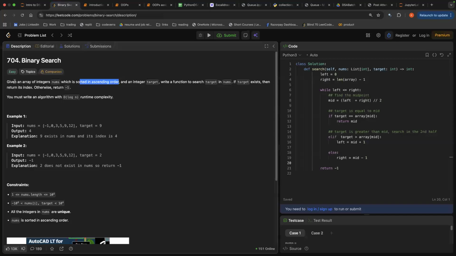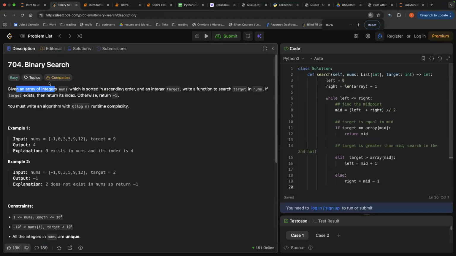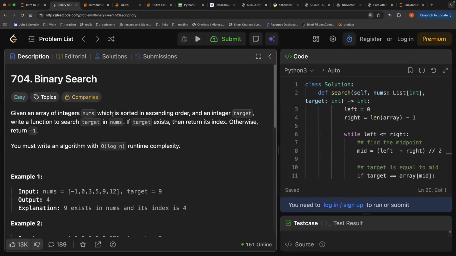Are you able to see the screen? Given an array of integers nums which is sorted in ascending order and an integer target, write a function to search target in nums. If target exists, then return its index, otherwise return -1. You must write an algorithm with O of log n runtime complexity. O of log n means binary search.